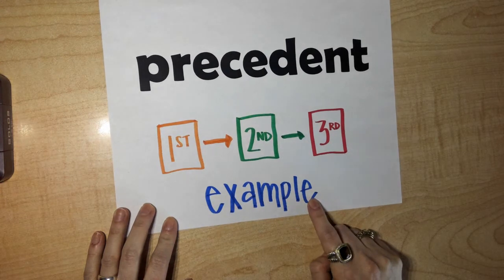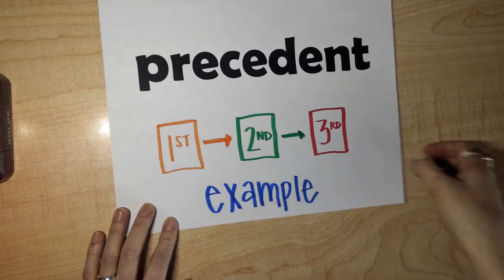Some precedents that he set was serving only 2 terms as president. He also set the precedent of giving the State of the Union address in front of the Congress every single year. And then we also learned he set the precedent of giving a farewell address as he left office.